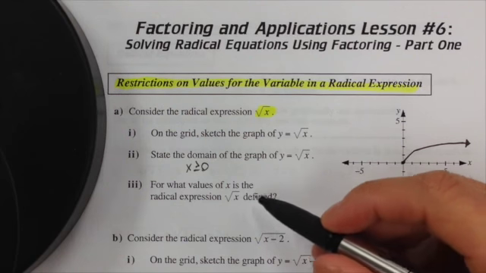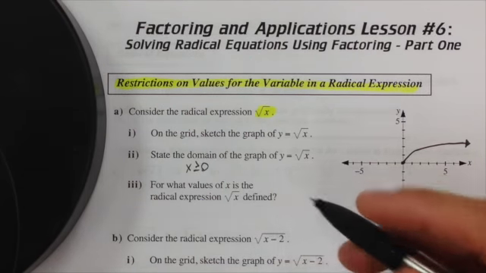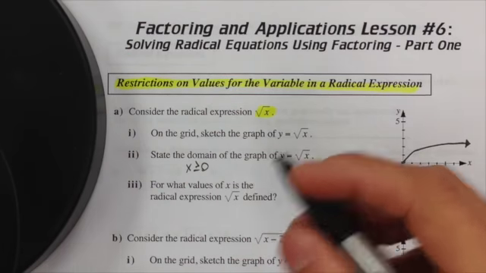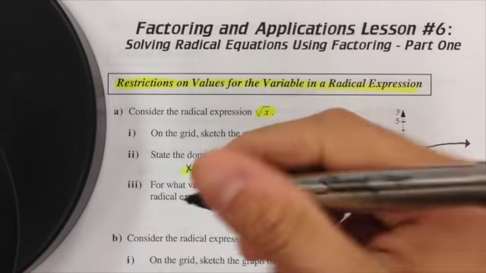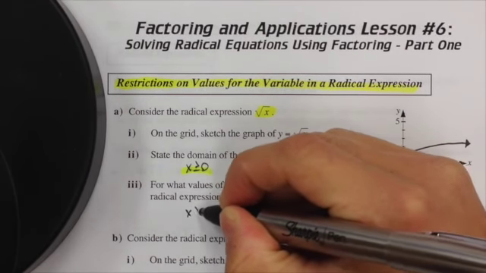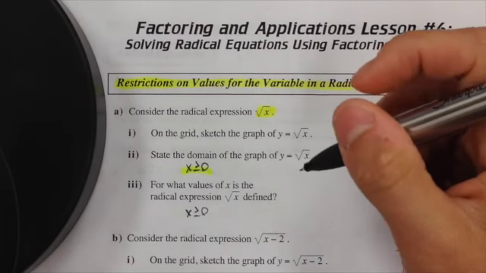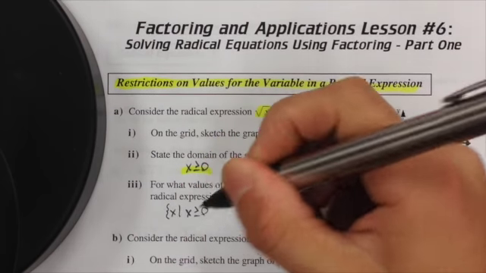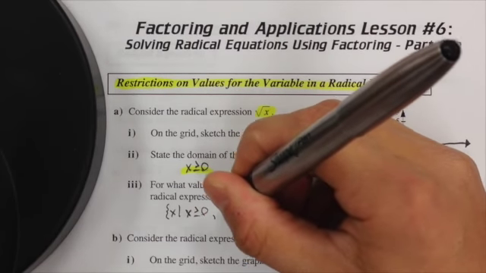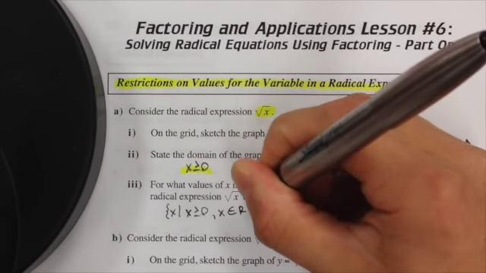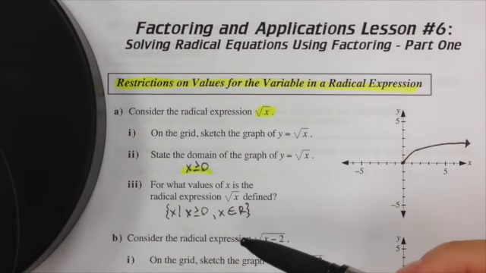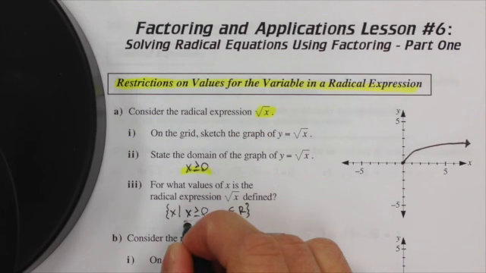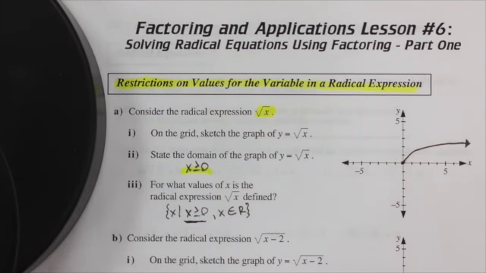So for what values of x is the radical expression square root of x defined? The values of x for which our radical expression square root of x is defined are given to us in our answer for the domain. So this is going to be the same answer as our domain: x is greater than or equal to 0. Now if you remember, in grade 10 we wrote this in a different way. We write it like this: x such that the values of x are greater than or equal to 0, and also that x is an element of real numbers. That's how we would have talked about it last year in grade 10, and that's the same way we can describe it here. But it's perfectly acceptable just to say that x must be greater than or equal to 0.